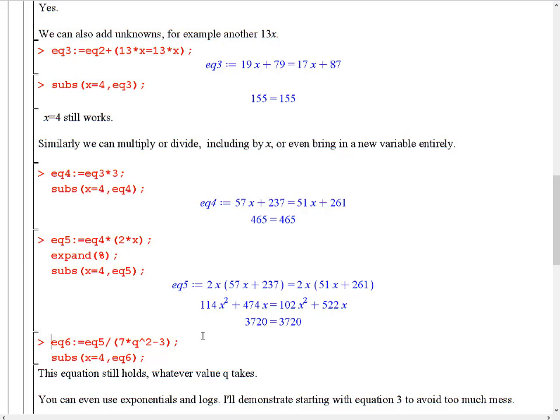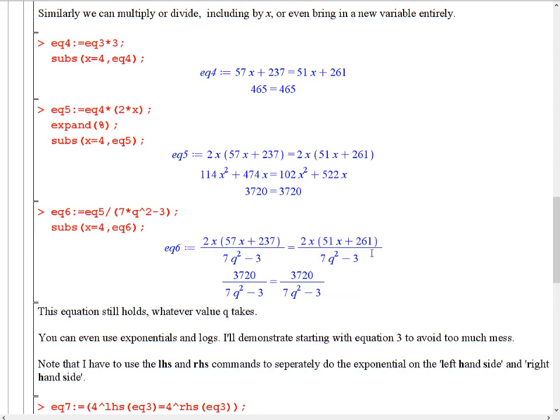That's still correct. And I can even do something like divide by a whole new variable q. So both sides of this fancy equation are divided by 7q squared minus 3. Put in x equals 4 and still you get the same thing on both sides.